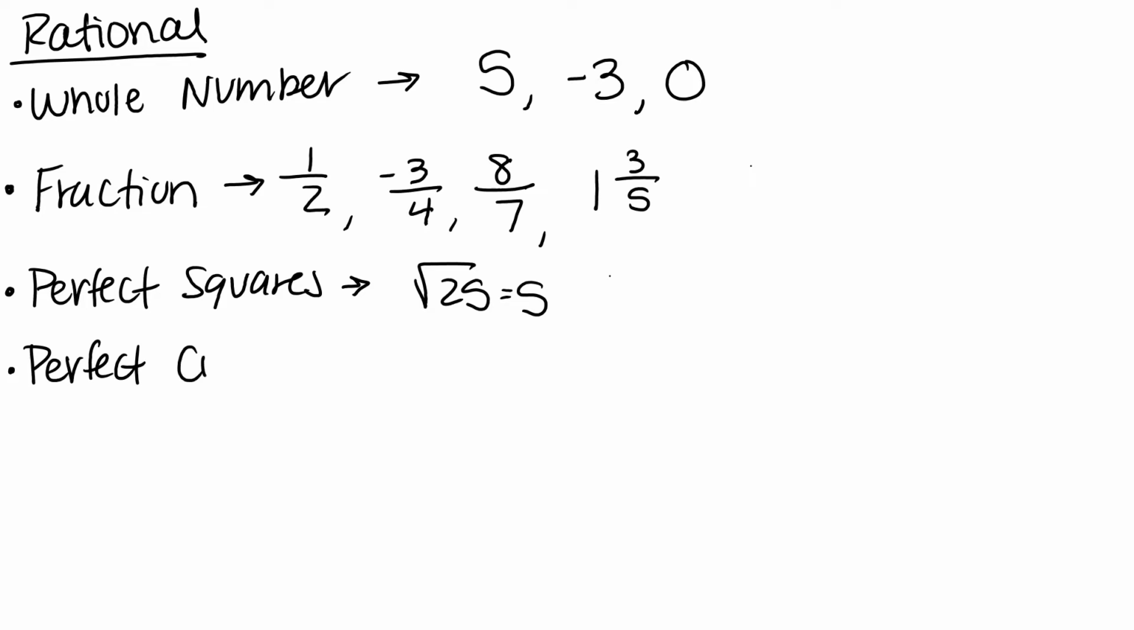Our perfect cube roots are also rational. For example, the cube root of 64. We know the cube root of 64 is 4. 4 is a whole number. It's rational. The cube root of 64 is a perfect cube. It is rational.